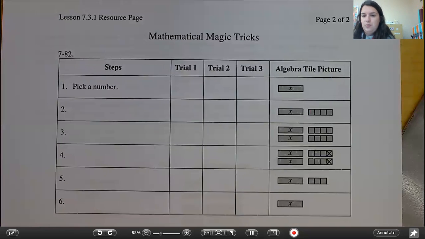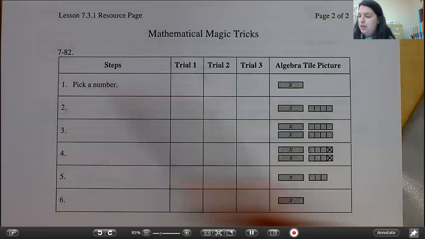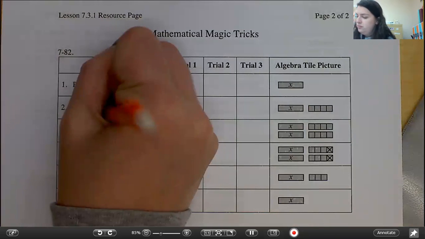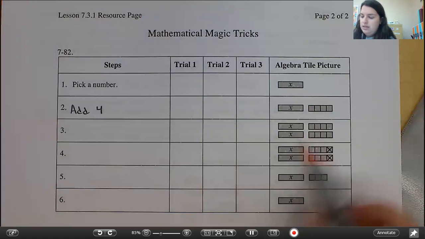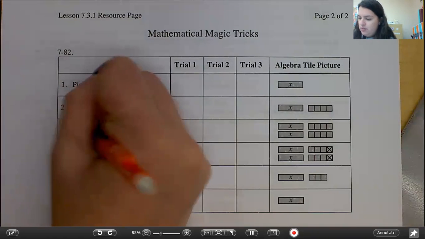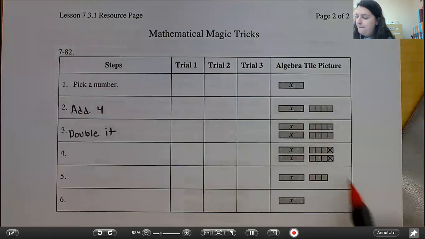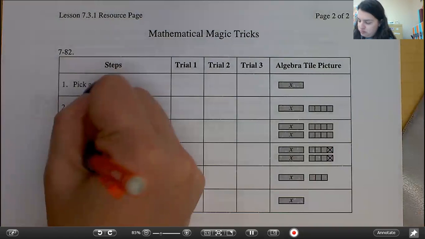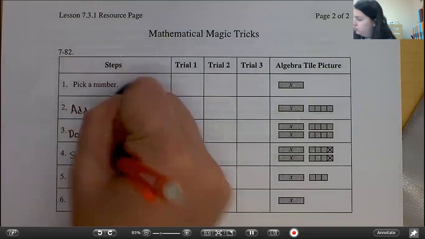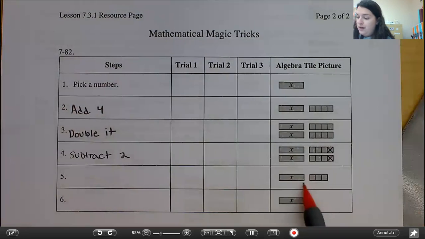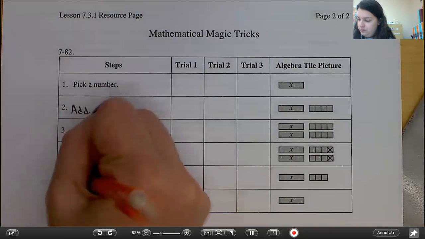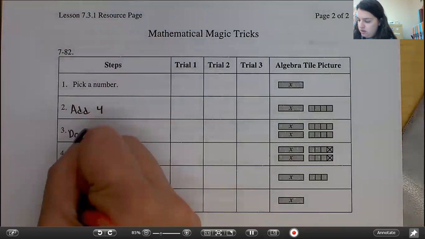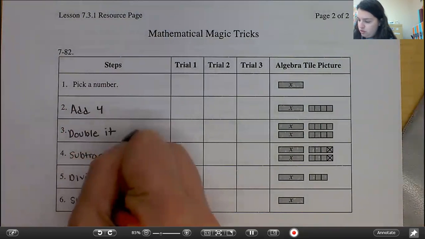So if you're back with me, you should have filled in the steps. So we started with pick a number. Our next step is that we added 4. Then we doubled it because now we have 2 rows of x plus 4. Then we subtracted 2. Then we divided by 2. And we subtracted 3.